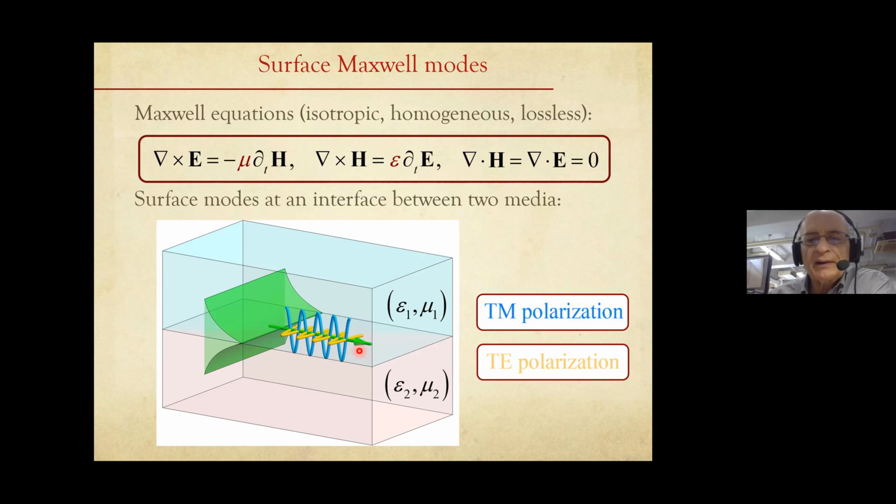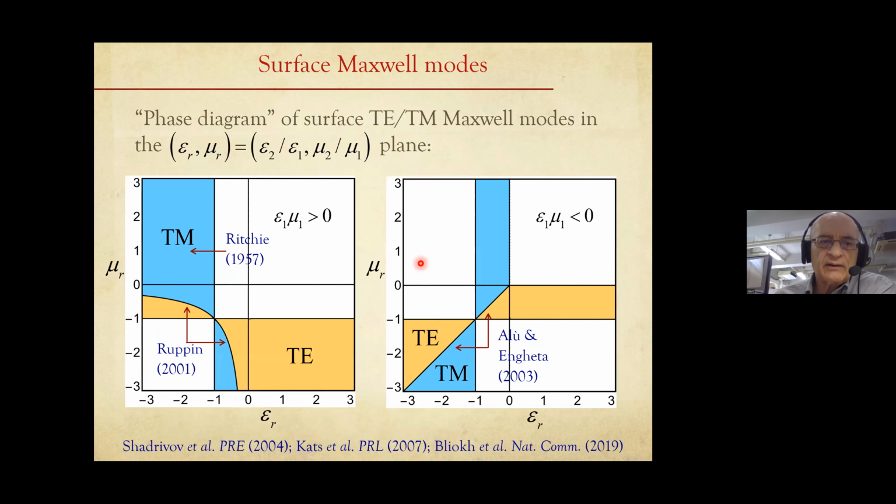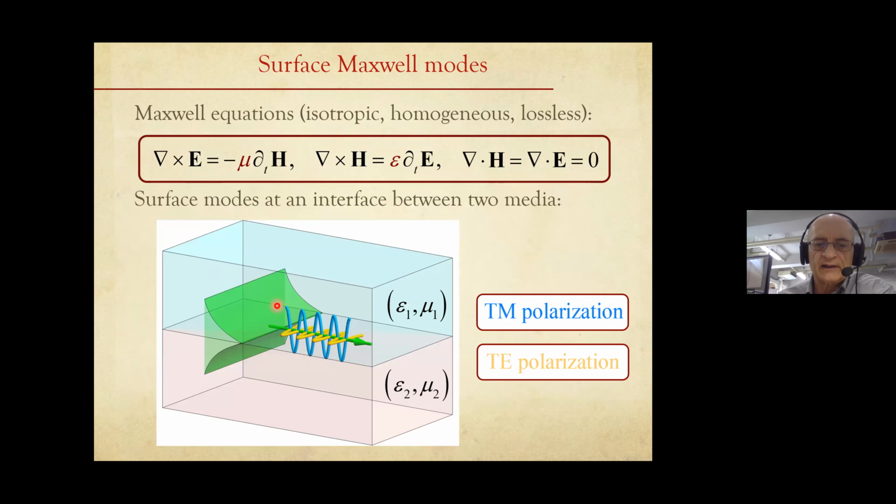So therefore, you can plot the diagram where you change epsilon 2 divided by epsilon 1 on one axis, and mu 2 divided by mu 1 on the other axis. When you do that, you take the ratio of epsilons and the ratio of mu, and you get this reduced epsilon, reduced mu, and look at where in the diagram you get TM waves or TE waves, namely when you get these waves like the blue ones or like the yellow ones.